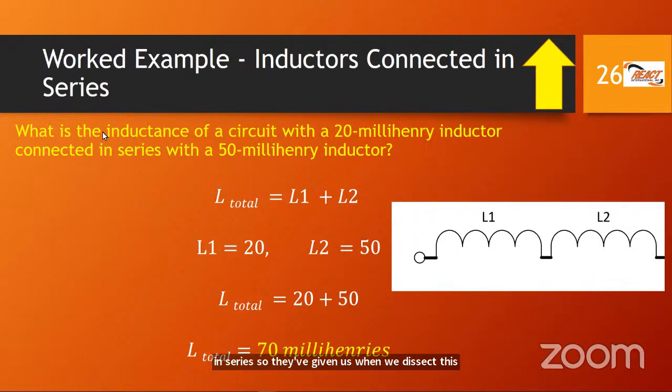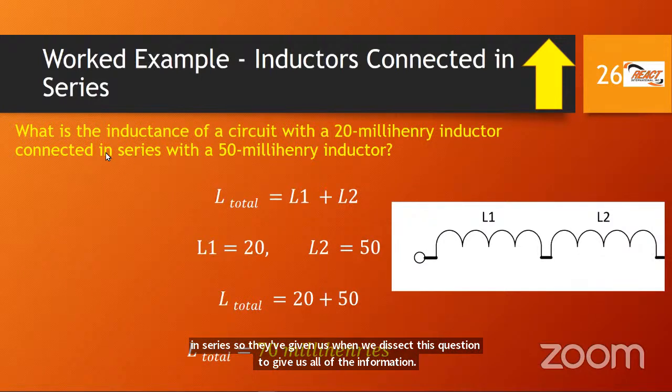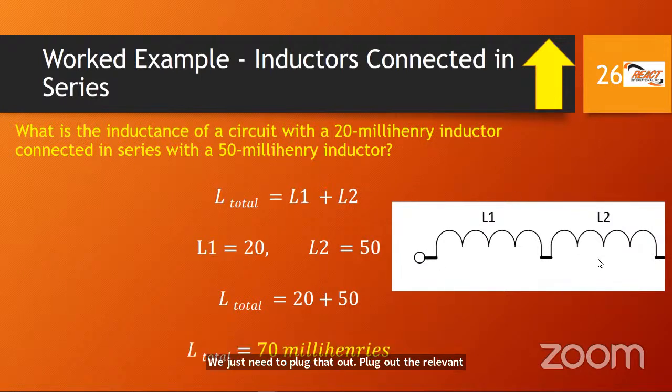So when we dissect this question, they've given us all of the information. We just need to plug out the relevant information from the question, and we draw a little diagram here. We show 2 coils or 2 inductors. They're in series, L1 and L2, and the value of L1 is 20 millihenry. I will write that in here. 50 millihenries for L2, I'll write that in here. So we can see the circuit, our schematic diagram, and then we start to solve.